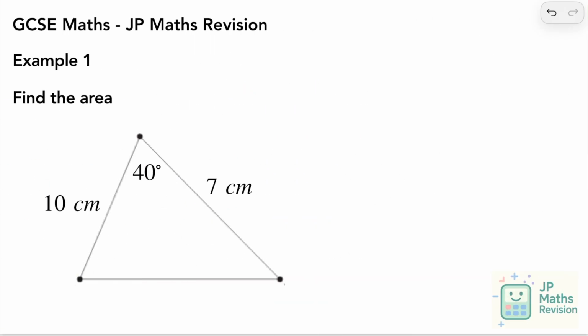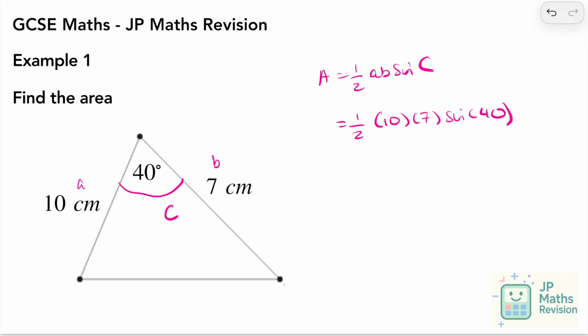So here's an example. Here's a triangle where we're trying to find the area. If I label the sides and the angle, the angle is going to be C and the sides are going to be A and B. So using the formula A equals half AB sine C, I have a half times 10 times 7 times sine of 40. And if I plug that into my calculator, I end up with 22.5 centimetres squared.